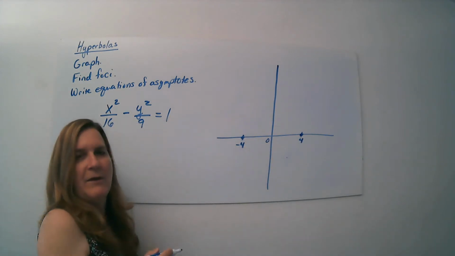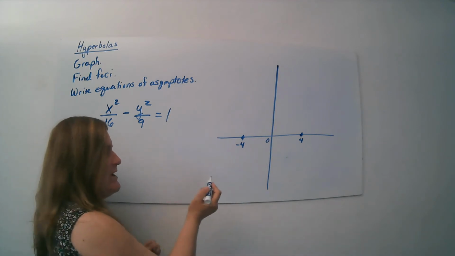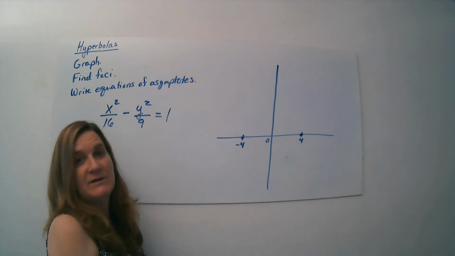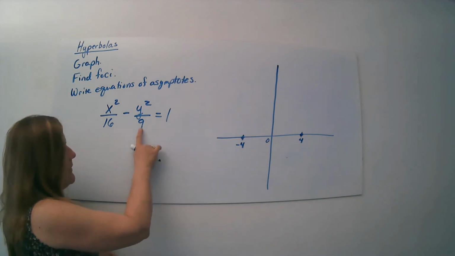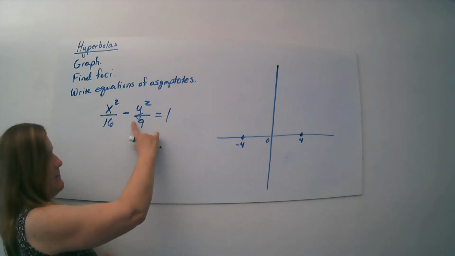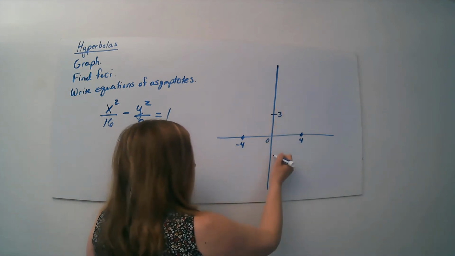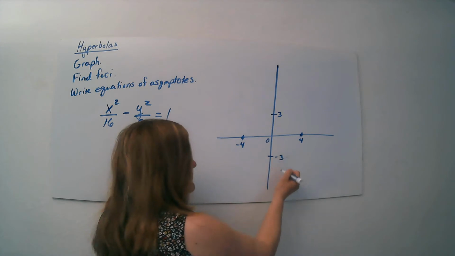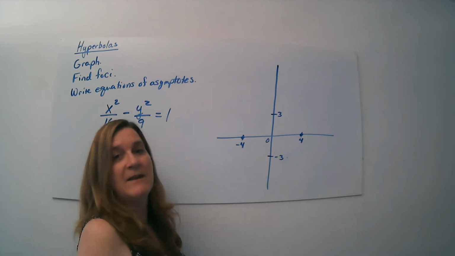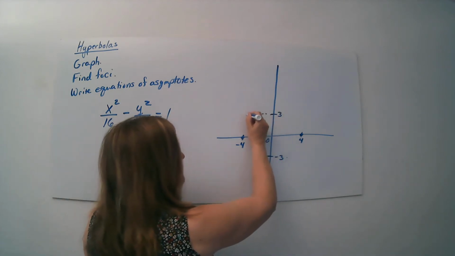We know now that the hyperbola is going to open right and left. But we don't know how wide or narrow the hyperbola is, so that's where the asymptotes come into play. So we're going to go in the y direction 3, the square root of this number right here, and we're going to go down to negative 3. Now those aren't points on our hyperbola, but those are points that are going to help us get the asymptotes. So we draw our central box that goes through those points.